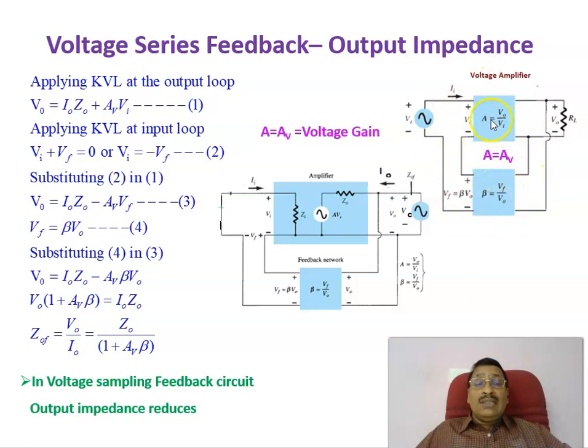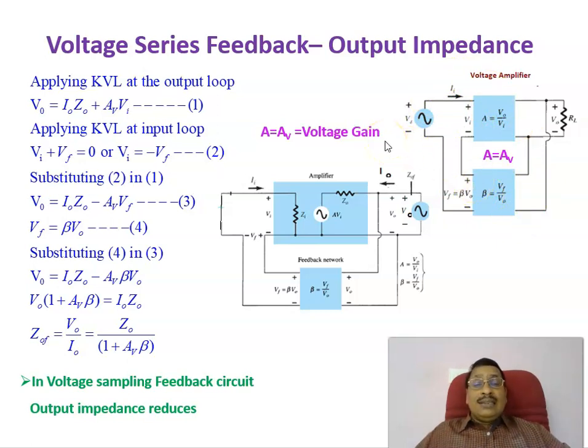Therefore this is the voltage series circuit block diagram in which the gain is, since the output is a voltage and the input is also a voltage, a voltage gain, V0 divided by Vi, normally represented by AV. And the feedback factor, since the output is a voltage and the series input is also a voltage, is Vf divided by V0 equal to beta, or Vf is equal to beta times V0. Now let us see how the output impedance can be calculated.